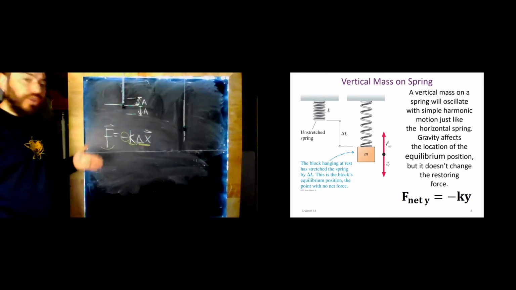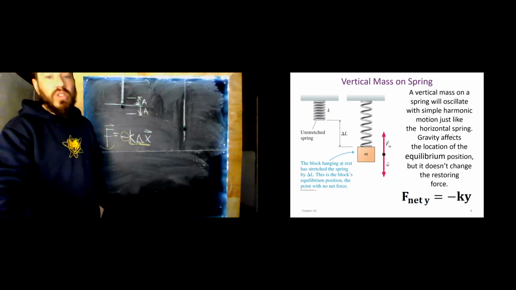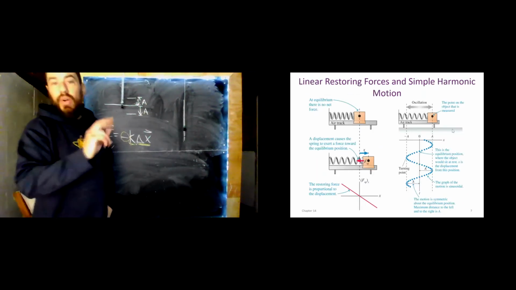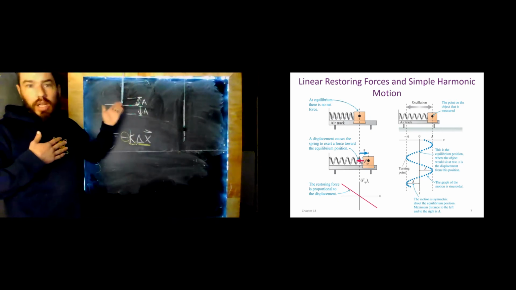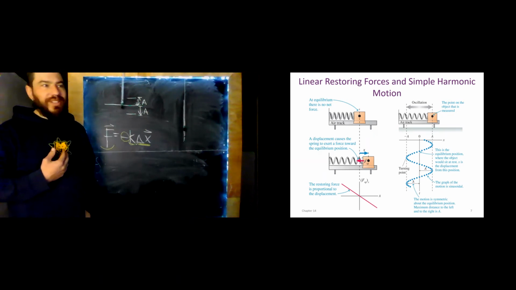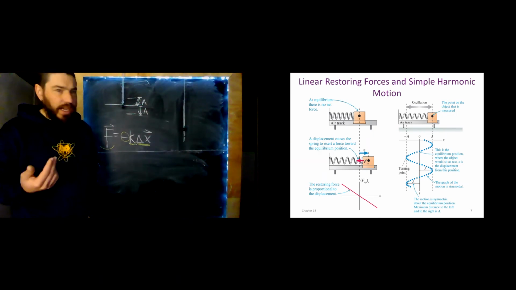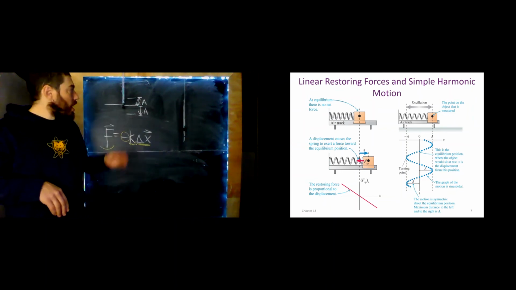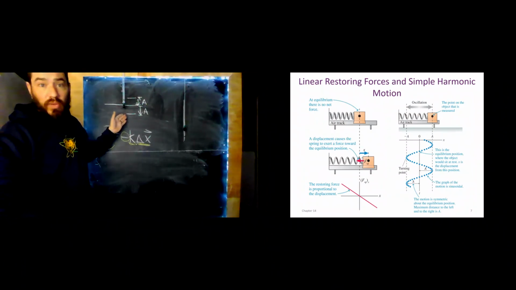Okay, and this is true whether we have a vertical spring like this or a horizontal spring as shown in the PowerPoint. It's much easier for me to model a vertical spring than a horizontal spring, since I don't have an air track in my basement and frictionless blocks and boards are really hard to come by. So I'm going to model my mass on a spring with vertical motion.